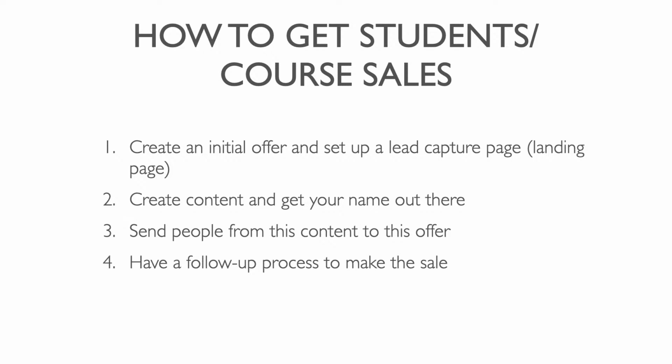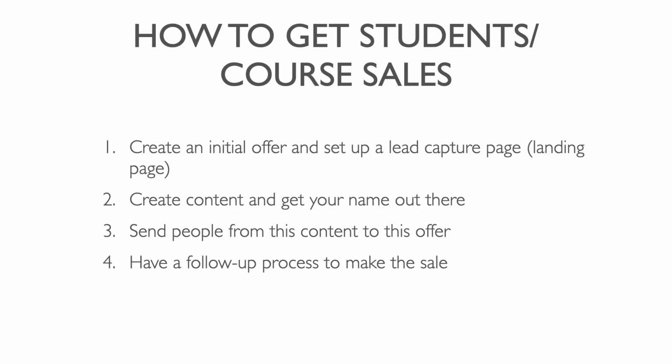Number 2 is to create content and get your name out there. So once you have your initial offer and your landing page, then it's time to get your name out there so people know who you are and to create content. This might be using Instagram, social media in general. It could be putting up flyers in different places around the city, using online classified ads, using your network, or even advertising. But the key here is that you're getting yourself in front of people.